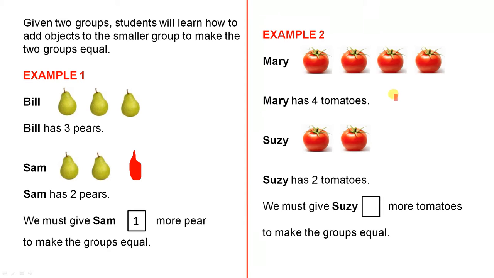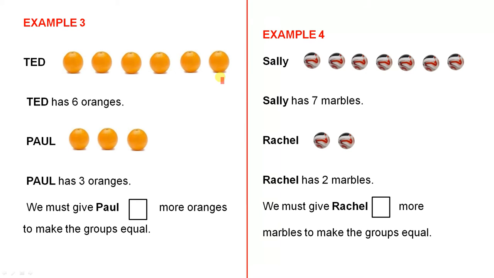Example 2, Mary has 4 tomatoes, Susie has 2 tomatoes. You have to work out how many to give Susie to make the groups equal. Ted has 6 oranges and Paul has 3 oranges. How many do we need to give to Paul to make the groups equal?